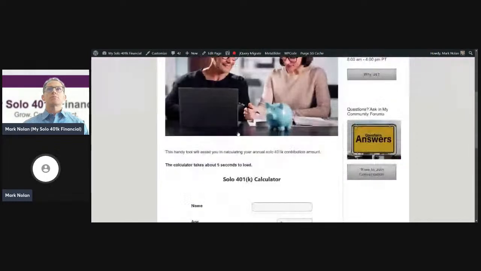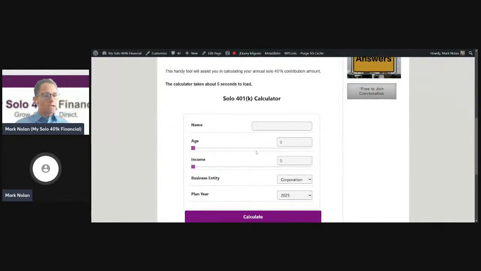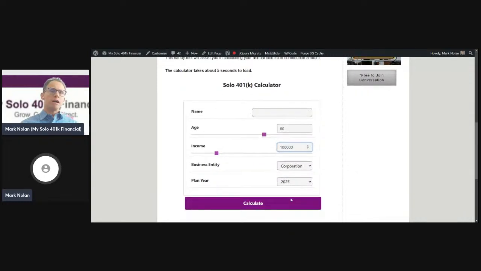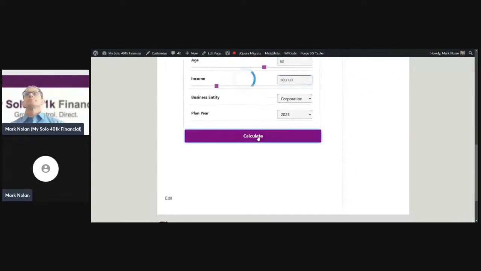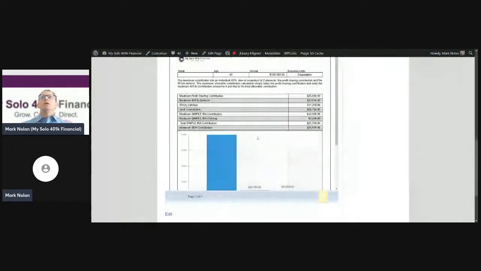So we talked about the super catch-up contribution earlier, which is available for those who are ages 60, 61, 62, or 63 in 2025. So we'll say this individual is age 60. Income, we'll use $100,000 again. Corporation, tax year 2025, calculate.